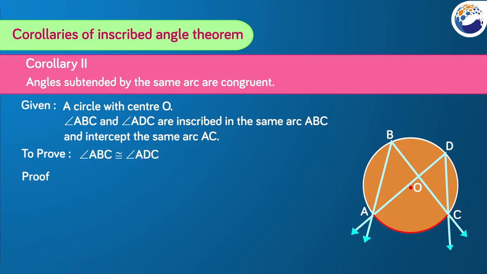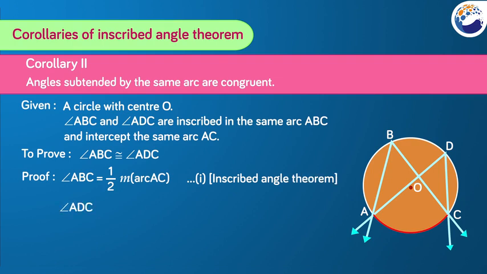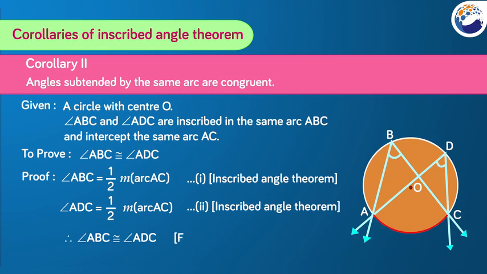Proof. Angle ABC is equal to half measure of arc AC. Equation 1. Inscribed angle theorem. Angle ADC is equal to half measure of arc AC. Equation 2. Inscribed angle theorem. Therefore, angle ABC is congruent to angle ADC from equation 1 and 2.